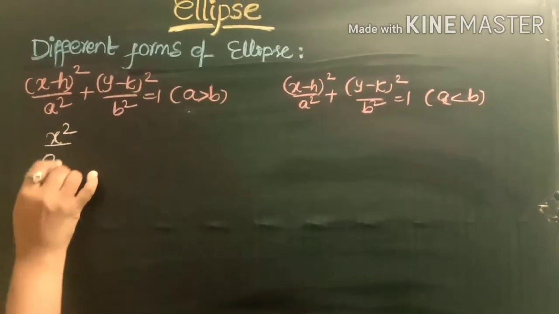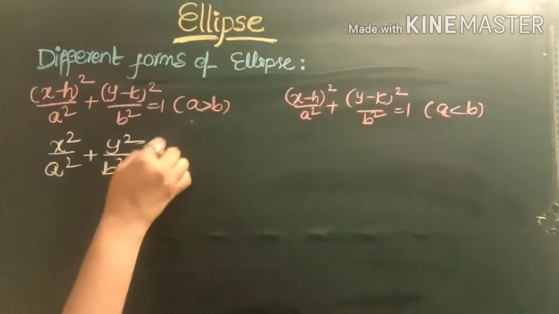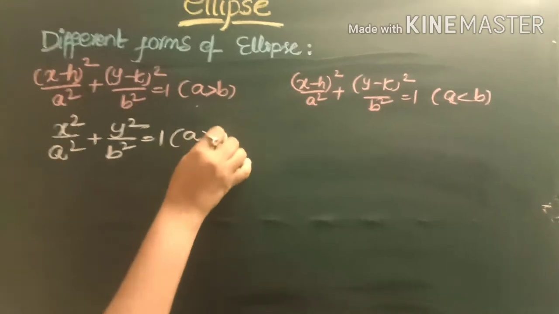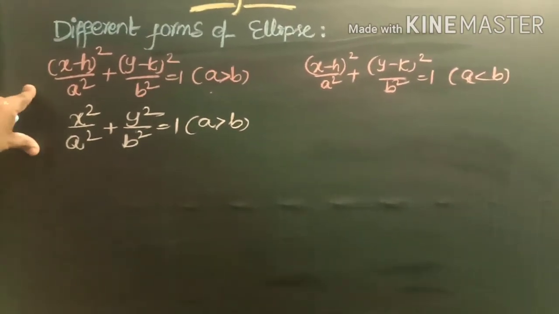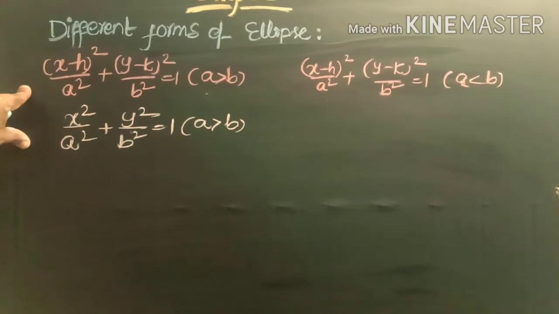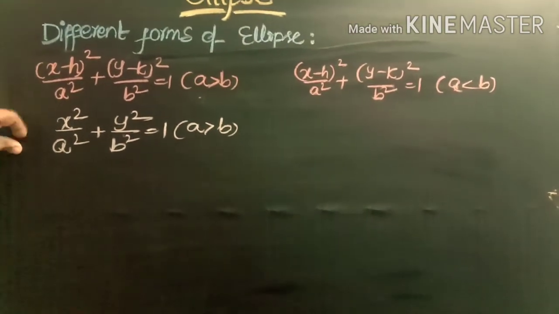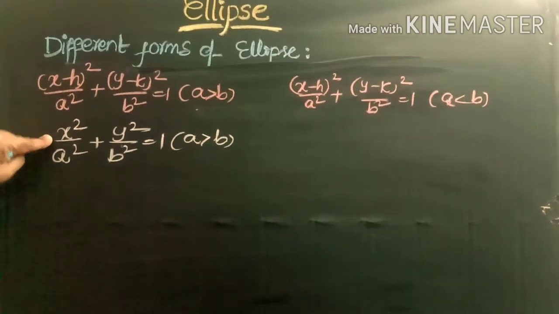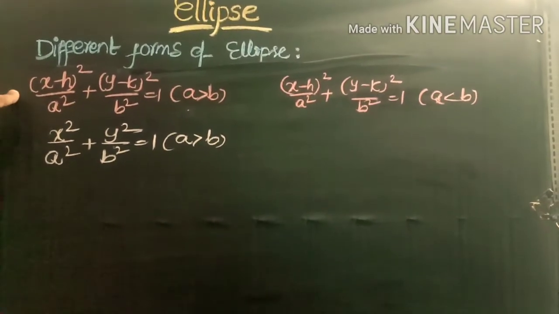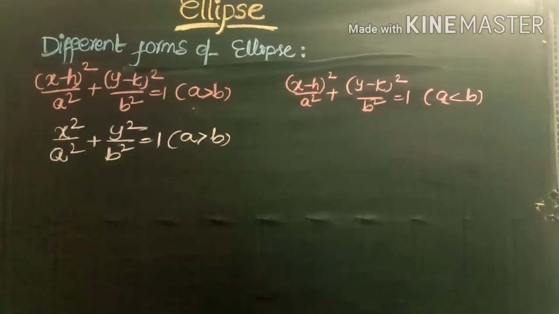Now the graphical representation of this ellipse is the same as the ellipse x square by a square plus y square by b square equals 1 when a is greater than b. These two equations have the same graphical representation. The difference between them is that in this equation the center is (0, 0), but in this equation we take the center as (h, k). That is the only difference between them.